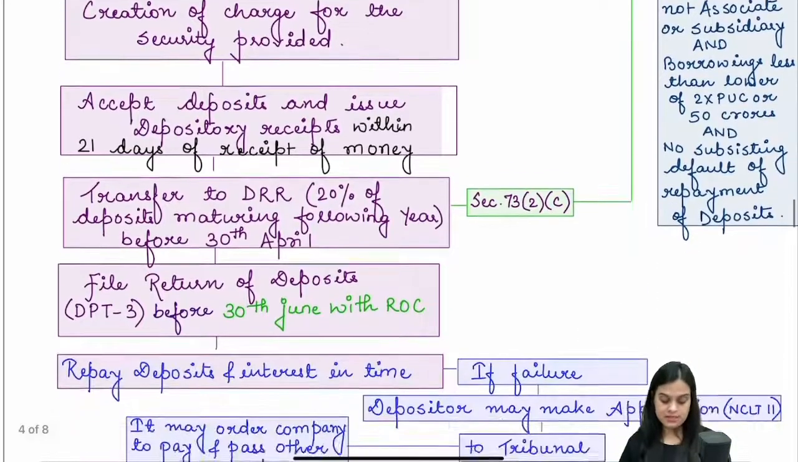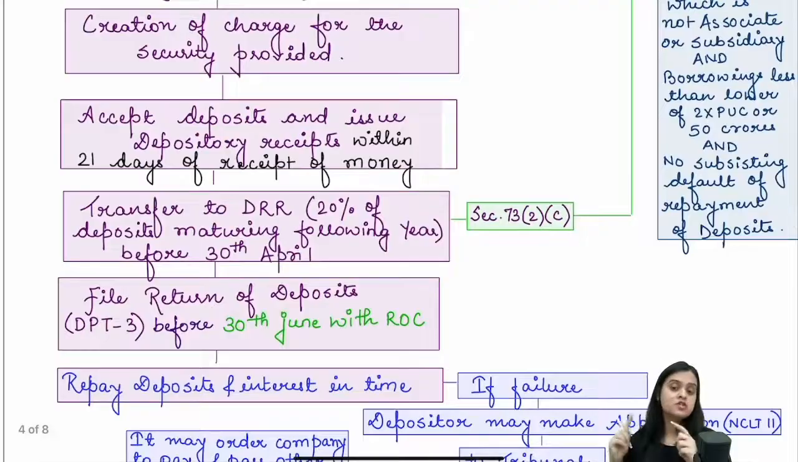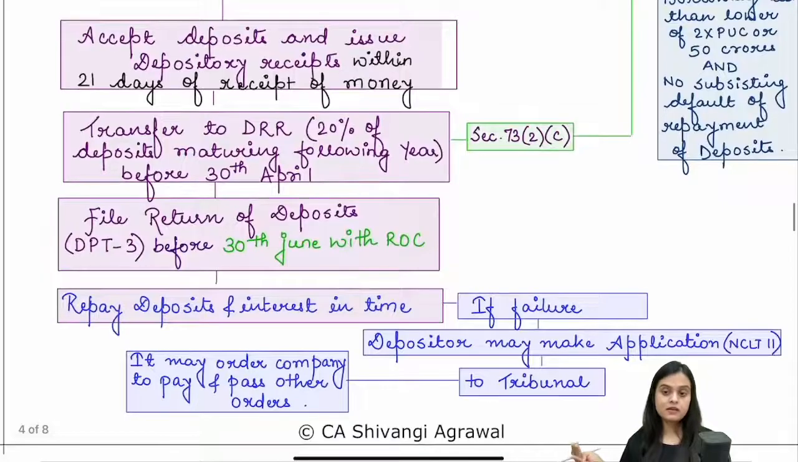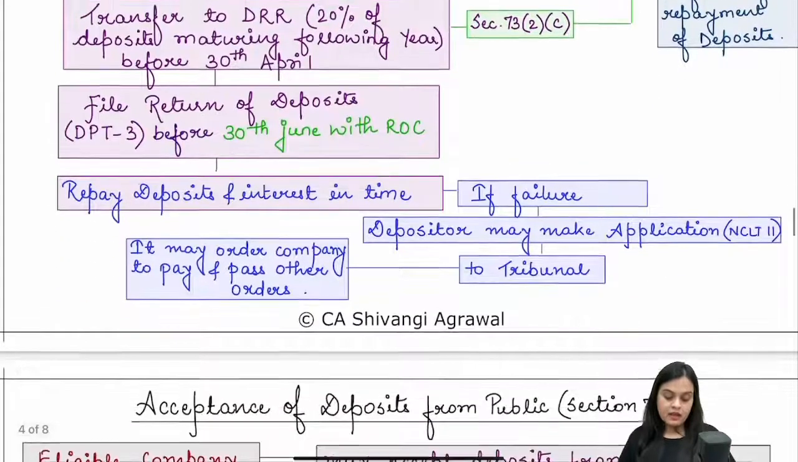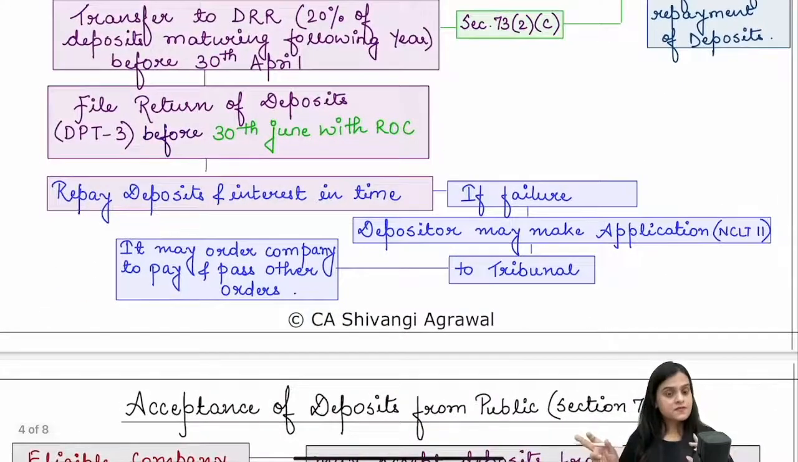Okay, once you've accepted the deposits, it's important that the deposits must be secured. So, creation of adequate security. And once you accept deposits, within 21 days, deposit receipts should be issued to you. There should be a deposit repayment reserve which will be created. And whatever deposits are maturing in the following year, before 30th April, 20% of the deposits which are maturing, you will transfer to that reserve, which will be used for repayment undoubtedly. And every year, a return of deposits is filed, that is DPT-3, before 30th June with ROC.